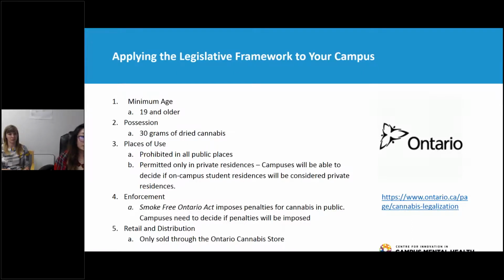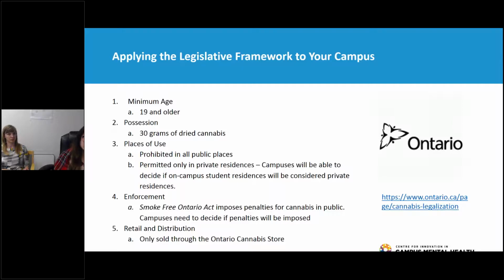Enforcement. The Smoke-Free Ontario Act does impose penalties for consumption of cannabis in public, and it is going to be up to your campus to decide if the penalties are going to be imposed. When it comes to the retail and distribution of cannabis, it is only supposed to be sold through the Ontario Cannabis Store, and the placement of these stores has been structured so that the proximity to K-12 schools or post-secondary campuses is minimized.